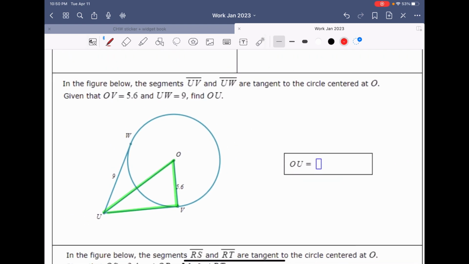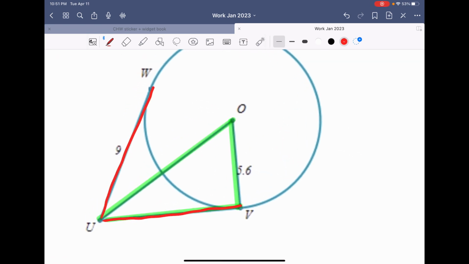So, I mean, I guess you can read that part. They do tell you that they're tangents. So they say UV, this line, is a tangent, and UW is a tangent. They're both tangents. And because they're both tangents and they both go to U, they meet at U, then they're actually the same size. So if one of them is 9, this one is also 9. All right, so that's the most important part about that. We now figured out that this side is also 9.